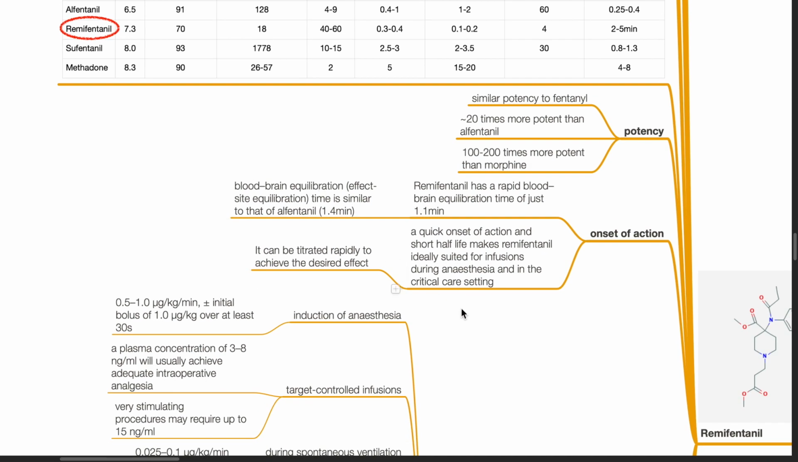Onset of action. Remifentanil has a rapid blood-brain equilibration time of just 1.1 minutes, similar to that of alfentanil, 1.4 minutes. A quick onset of action and short half-life make remifentanil ideally suited for infusions during anesthesia and in the critical care setting. It can be titrated rapidly to achieve the desired effect.